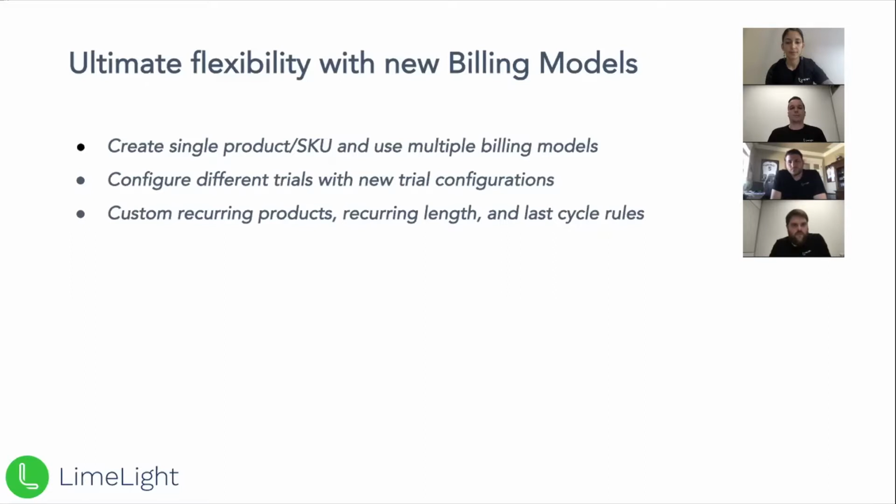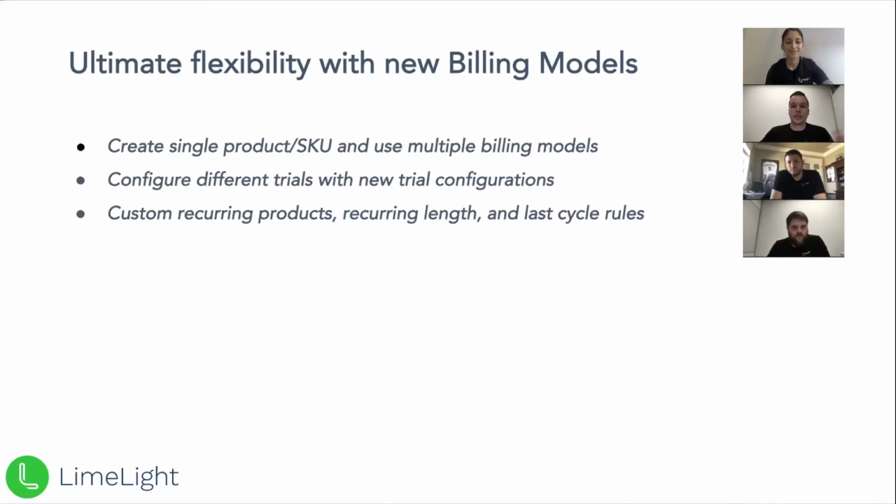With the different trials, you can specify if there is a trial on the order, how long the trial is, and you can customize the price of the product for that trial. So you no longer have to duplicate products to say this is my $0 trial, but when it rebills at $39.99. That's actually one product. You can set up custom recurring products as well as custom recurring lengths and some last cycle rules. It'll all make sense once I get in here.